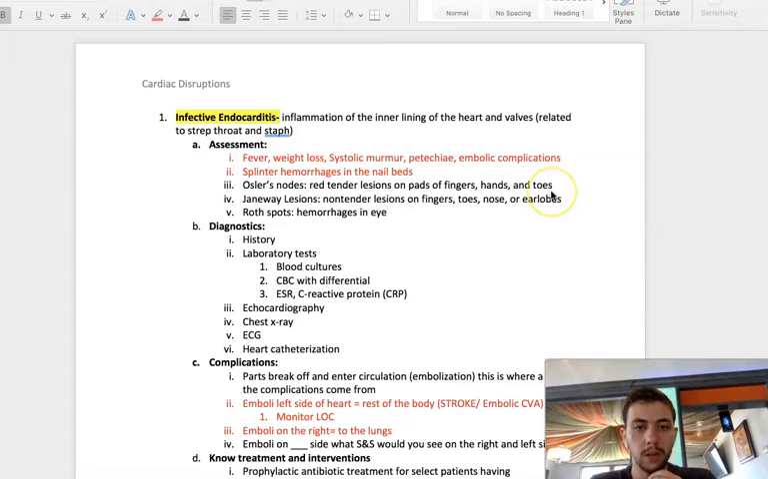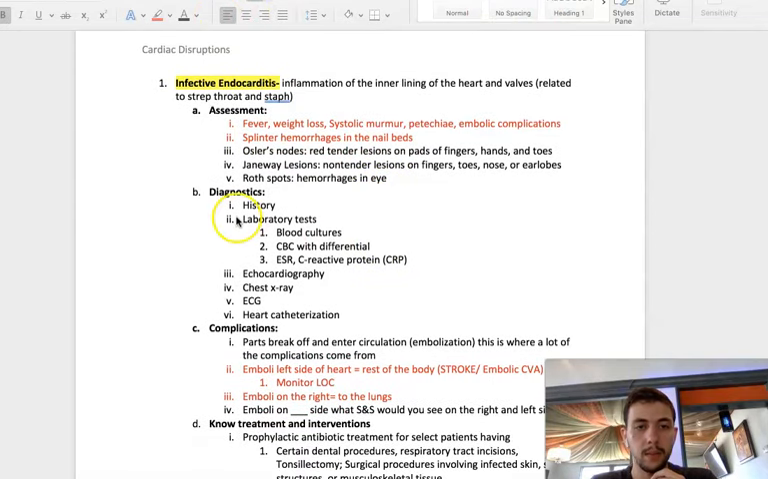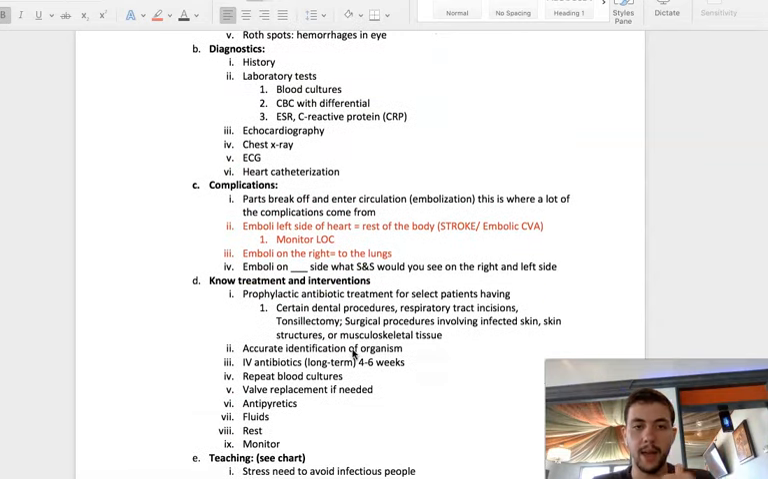So let's talk about some diagnostics. Mostly, for example, history, if they have it. You can do lab tests, for example, a CBC with differential, blood cultures, and a reactive protein, which is CRP. You can do an echocardiography, chest x-ray, and EKGs. Also a heart catheterization, but we do that at the end.